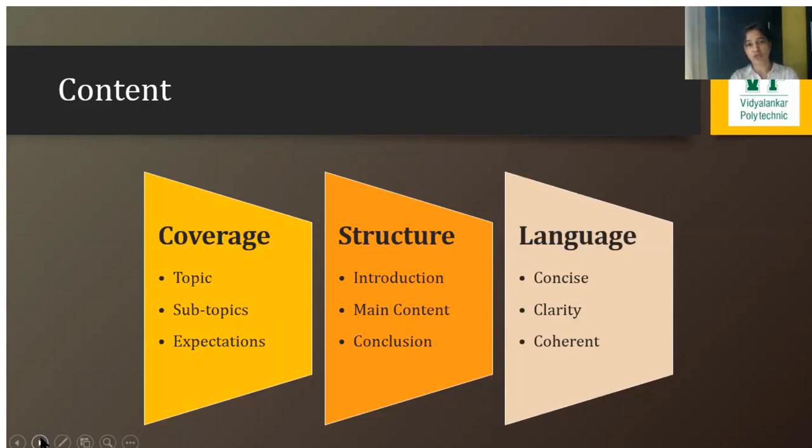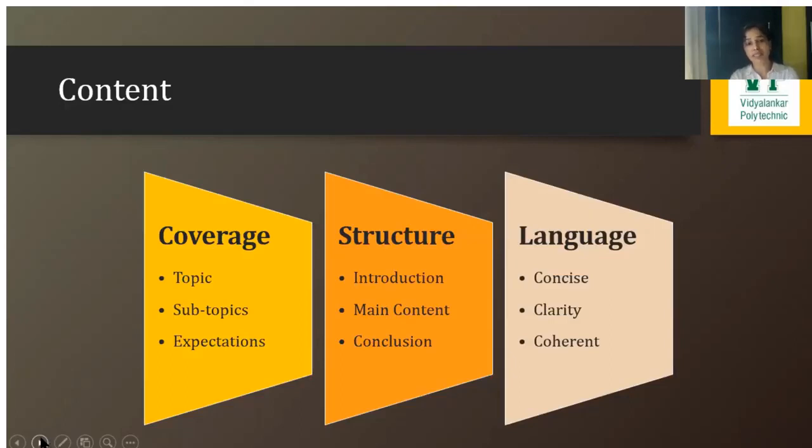This should be the structure of your PowerPoint presentation, and it should be well evident to the students also. When it comes to language, it is a very important element when we have content to be delivered. There are conciseness, clarity, coherence, compactness, and many more.